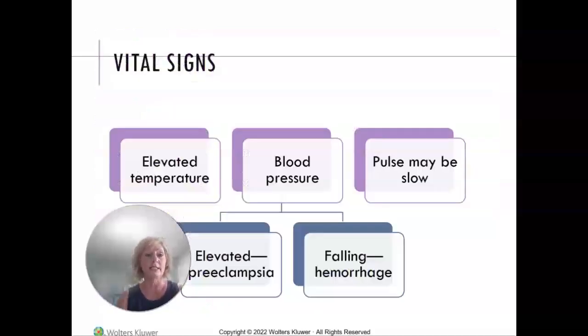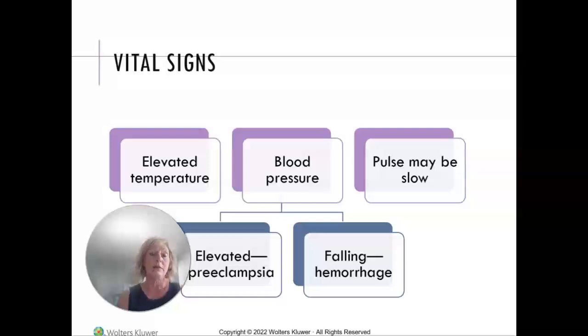As far as vital signs, sometimes you might get a little bit of elevated temperature, but we really don't see any increased temperatures unless we have some type of infection. Right after delivery, a lot of times the pulse will go down a little bit. It may be a little bit slower than what it had been. Blood pressure is going to be elevated if they have preeclampsia.